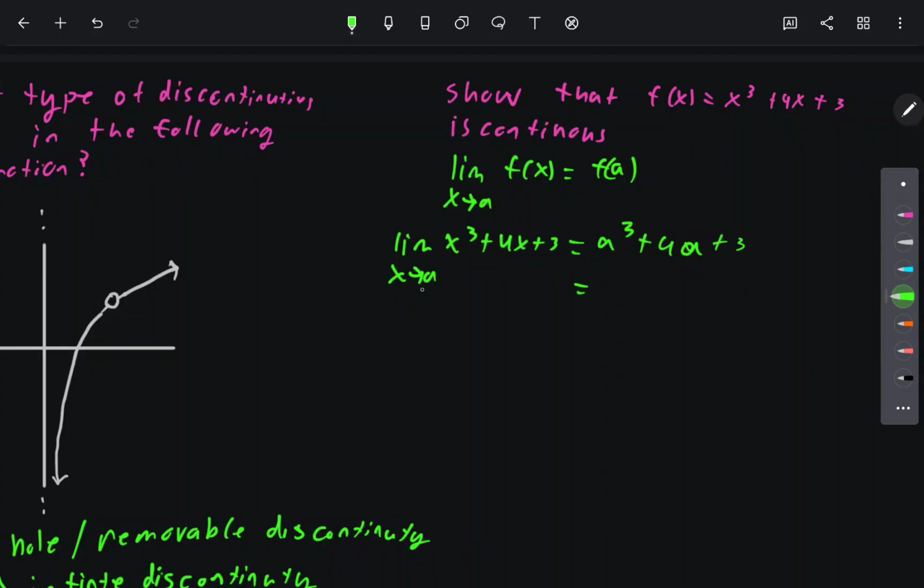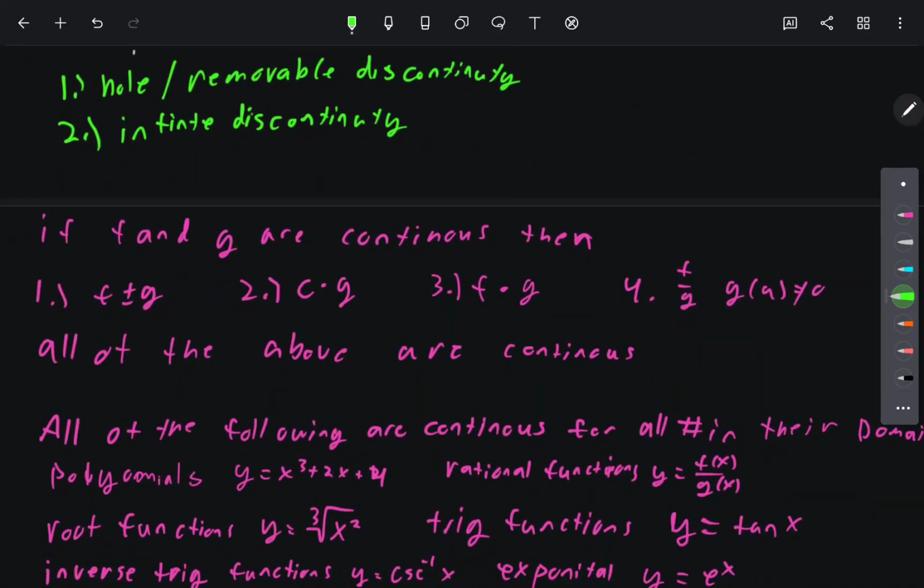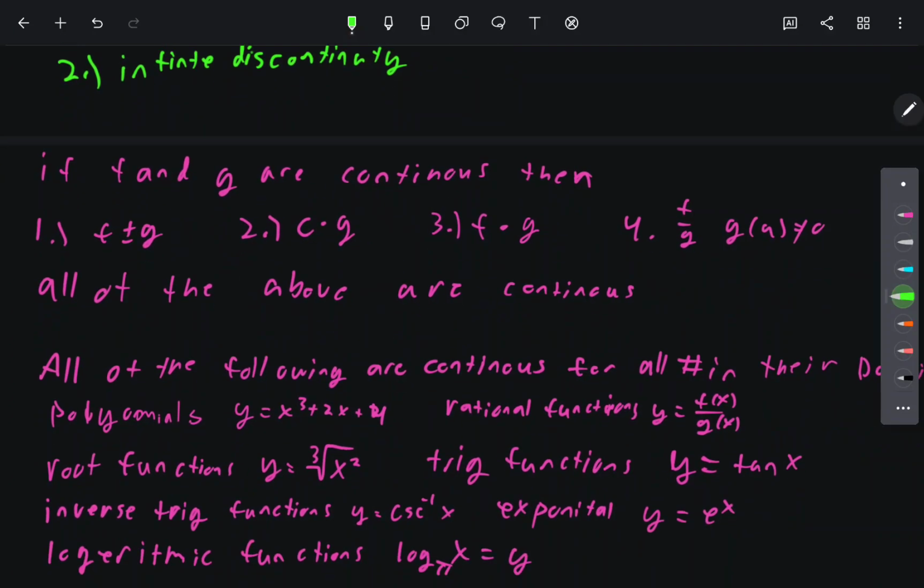Well, we can always break this down into more limits, but I don't think we have to. I think we can see this is going to be a cubed plus 4a plus 3. Both sides are equal to each other, and thus the function is continuous, or f is continuous. Continuous in the interval, which is really, since I didn't specify one, all real numbers.